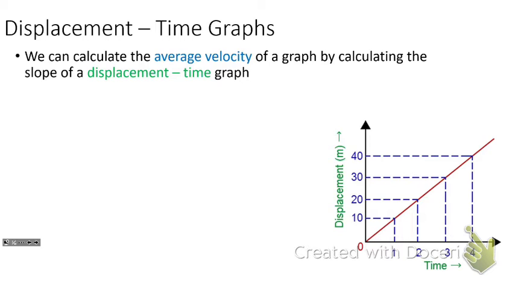Okay, displacement time graphs. I just wanted you to write this note in that little area there. If you are given a displacement time graph, or any graph in general, the first thing we need to do is check what type of graph we're looking at. So this one is a displacement time graph. We can calculate the average velocity of a displacement time graph by calculating the slope. What is the formula for slope?